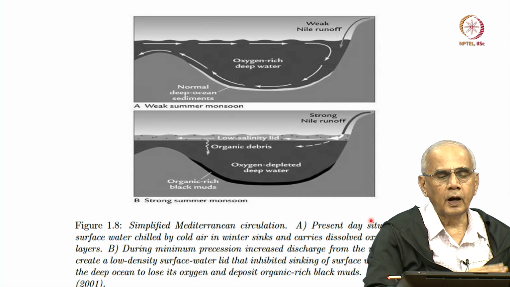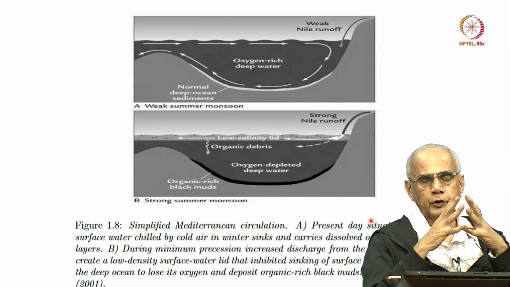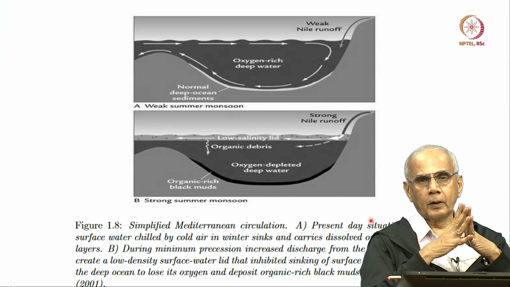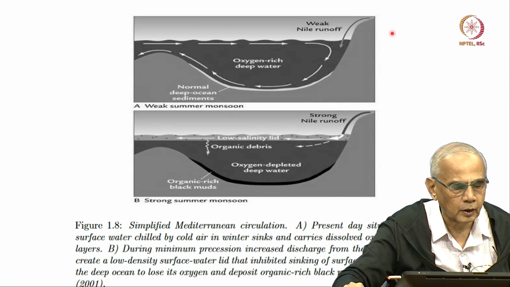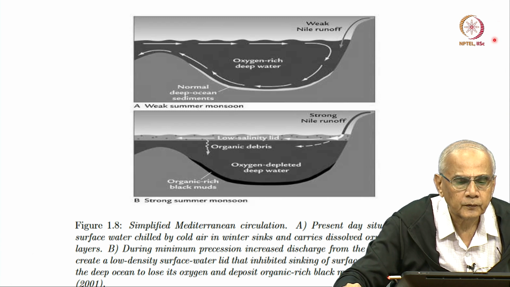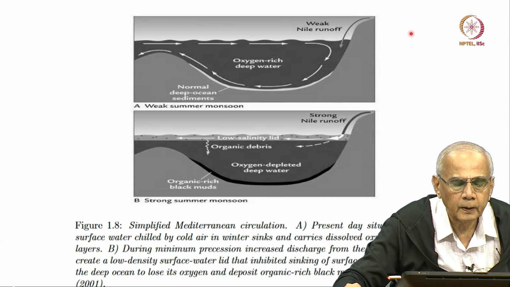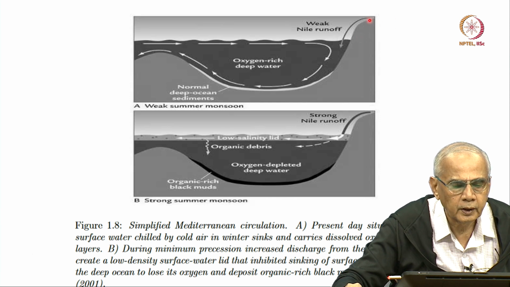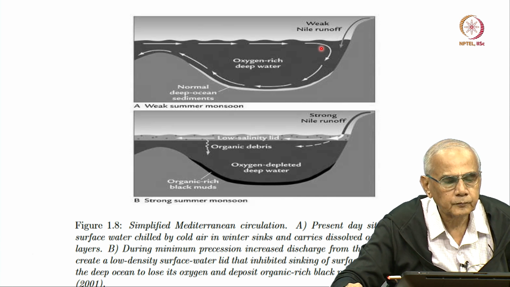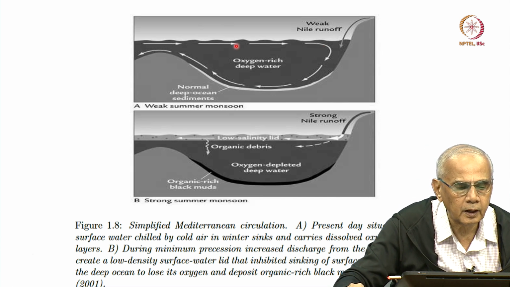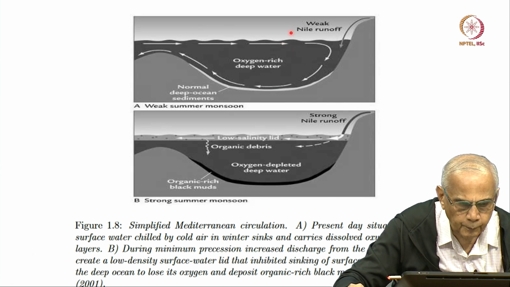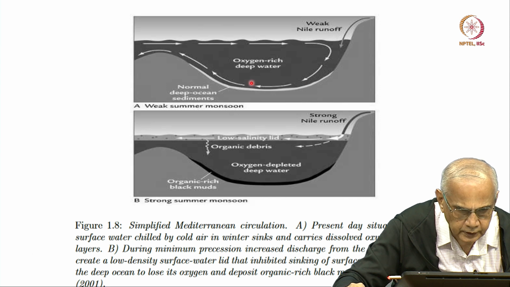Okay. Now, for you to appreciate how the ocean circulation is sensitive to what is happening at the surface, here is a counter example from the tropics, where they show that during weak monsoon years, the Nile river does not provide much water to the Mediterranean. At that time, there is normal deep ocean circulation, because when ocean water evaporates at the top, it becomes denser and it falls, and this occurs.